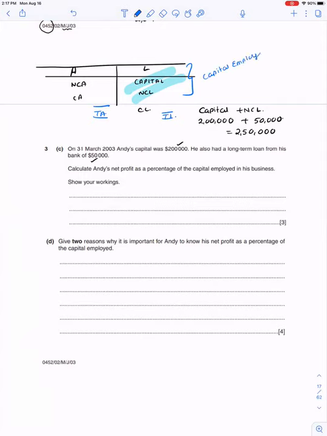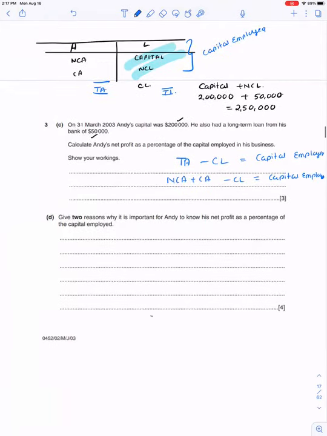When you directly have the figures of capital and non-current liability, you add the two, you will get capital employed. Another way to get capital employed is from the total assets, subtract your current liability. What is your total assets? Non-current assets plus current assets minus current liability is equal to capital employed. So over here, I am teaching you 2 ways to find out the capital employed. What are the 2 ways to find out the capital employed?